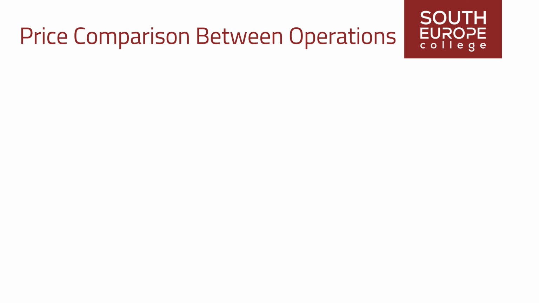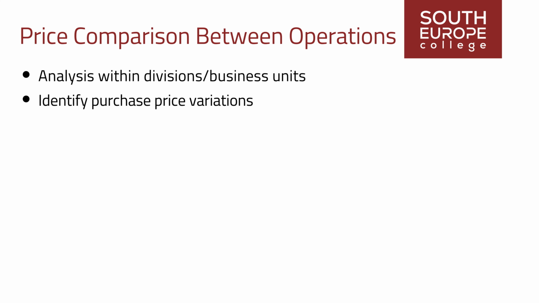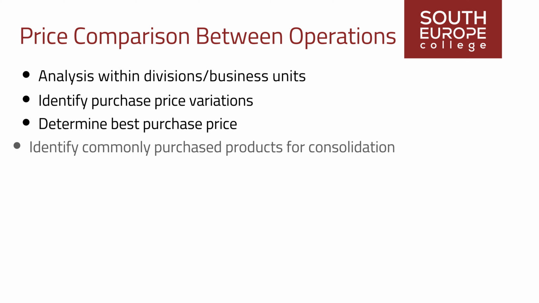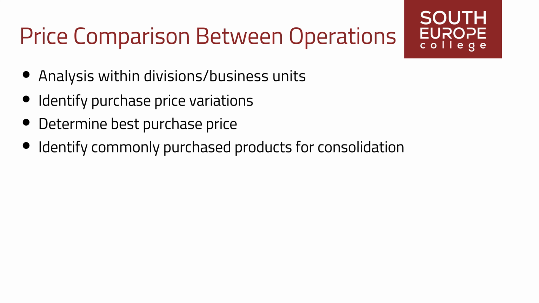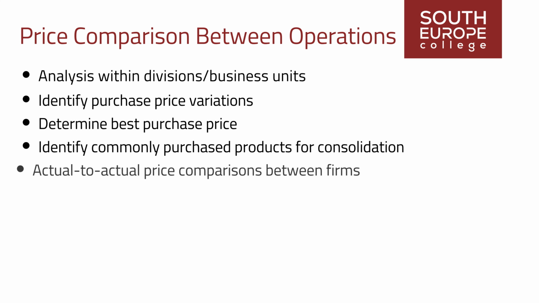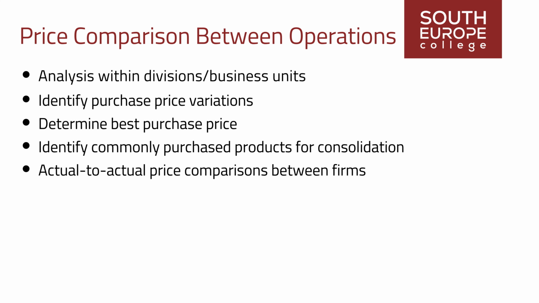Prices for similar products are compared within divisions or business units to identify purchase price variations. This analysis helps determine which unit secures the best purchase price and may reveal commonly purchased products for consolidation. Some companies conduct actual-to-actual price comparisons between firms to assess true price advantages.